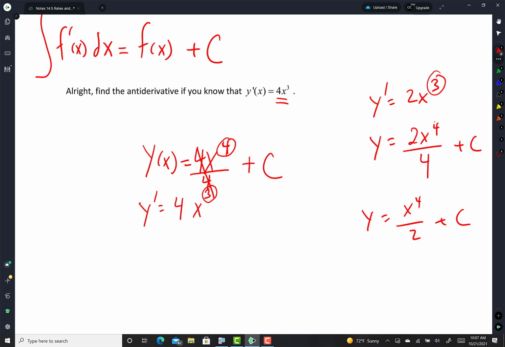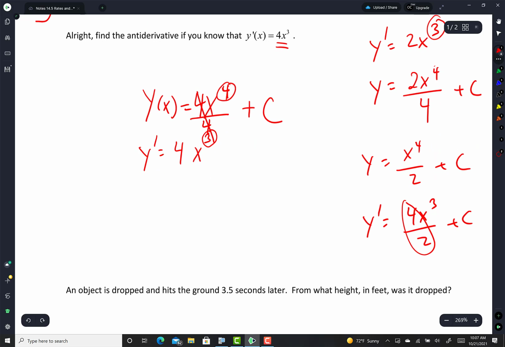Do you guys see that or no? Yes, if I take the derivative, 4x cubed over 2, and if I reduce this, 4 over 2 is 2, 2x cubed. Oops, there's no plus c there. And there it is.